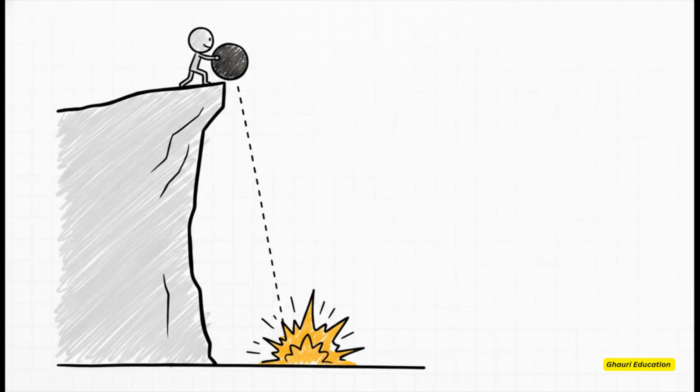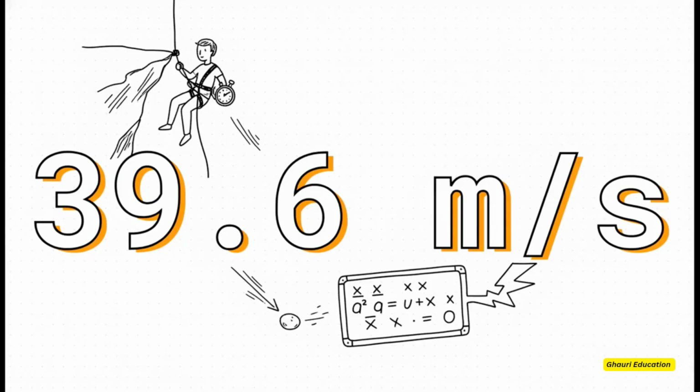Say we drop an object from a terrifying 80-meter cliff. We can use equation 3 for this, simply because we don't know the exact time of the fall. What we do know is that initial velocity is 0, our displacement is 80 meters, and acceleration is gravity, so 9.8. By relying on gravity as our acceleration and plugging those exact values into v squared equals u squared plus 2as, we discover a massive impact speed of 39.6 meters per second, all calculated instantly, entirely from safety, without ever having to risk dangling over that cliff with a stopwatch.